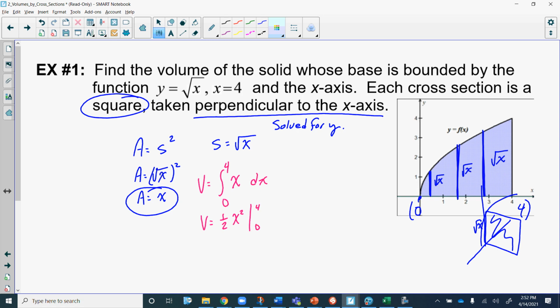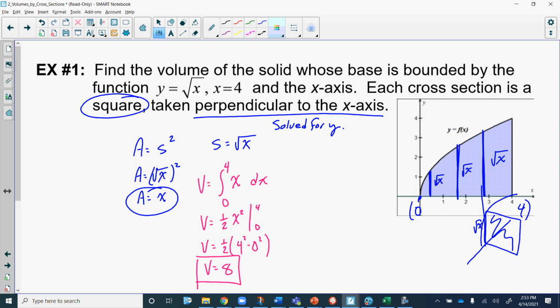Now the 0 really doesn't matter because when I substitute 0 into x squared, I'm going to wind up with 0, but I'll go ahead and write it out. So we have our constant 1/2 times 4 squared minus 0 squared. So here 4 squared is 16. 16 minus 0 is 16. Half of 16 says the volume would be 8 cubic units. And that's a pretty simple and straightforward example of how we're going to be using integration to identify the volume of a region.